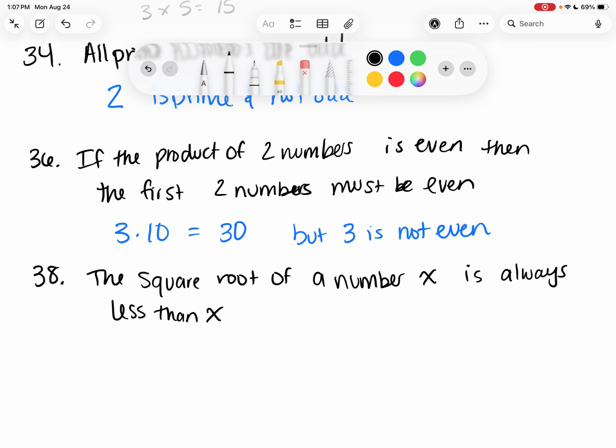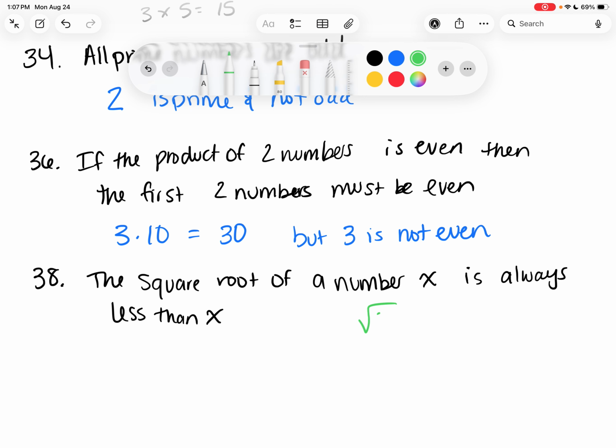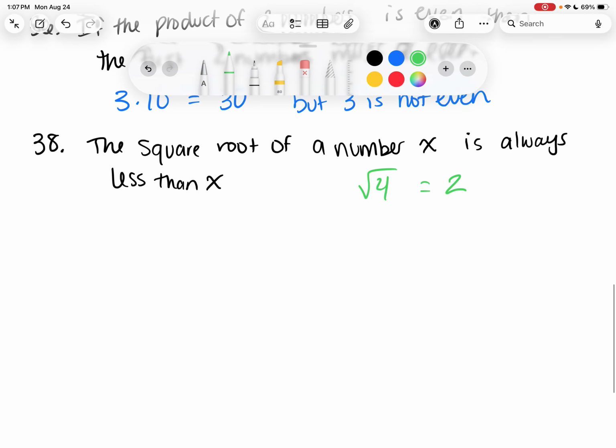So let's just think about it. So what's the square root of 4? 2. So the square root of a number x is always less than x. So 2 is less than 4, so that's true. So I need a scenario where this is not true. Any ideas? -4. Can't take the square root of a negative number. It's imaginary. It's the square root of 1. So is it less than?